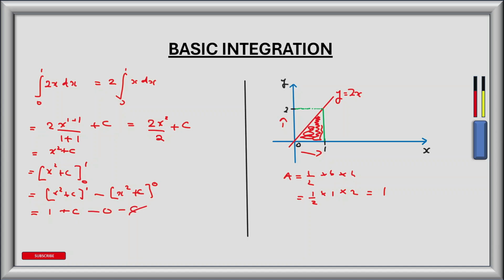The c's cancel out, and we're left with 1. So the area again is 1. So just using this simple case, we can show that integration finds the area under this graph.